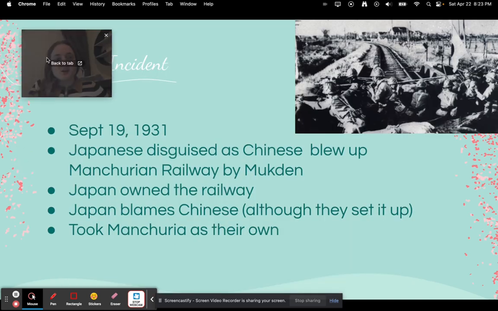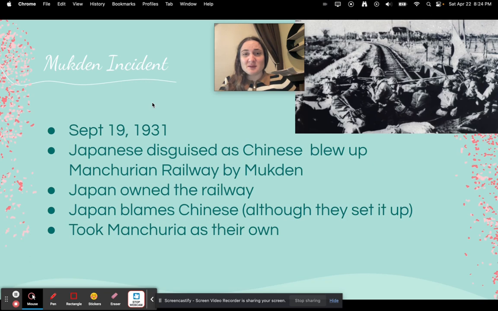All right, so the Mukden incident. On September 19th of 1931, the Japanese soldiers were like, "Oh, I got this great idea. We're going to dress up as Chinese workers and blow up the Manchurian railroad by Mukden, by the city of Mukden." And they're like, "Oh yeah, that's awesome, because then we can just blame the Chinese who did it." Although it was just the Japanese who dressed up as the Chinese and blew it up.